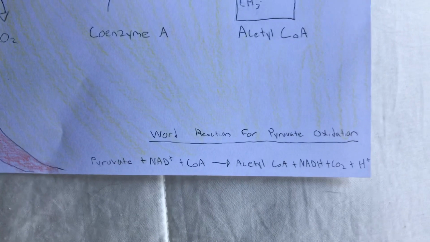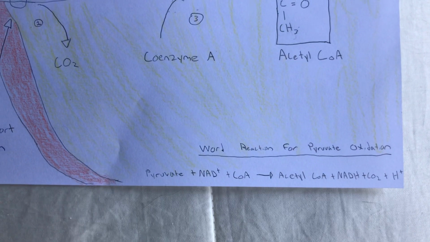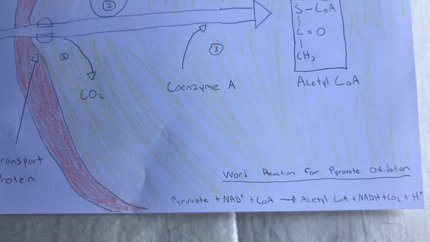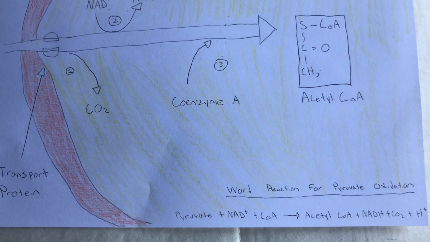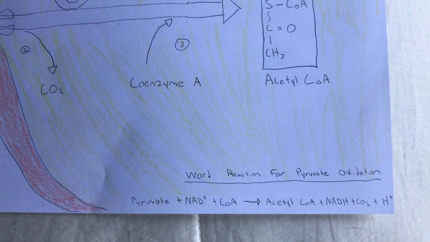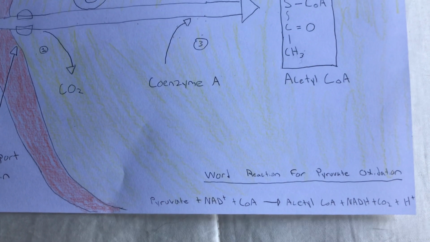And so if you want to take a look down here, this is the word reaction for the pyruvate oxidation process. So we would have one pyruvate plus NAD+ plus CoA, which then yields acetyl-CoA, one molecule of NADH, one molecule of CO2, and a single hydrogen ion.